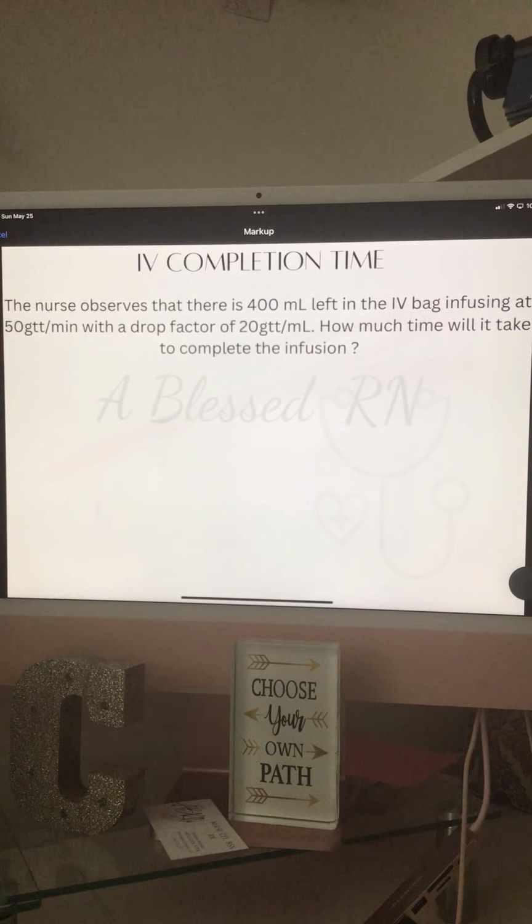What is our goal, y'all? What are we looking for? What would be our goal? It says how much time, right? So time could be hours, could be minutes, could be seconds, right?